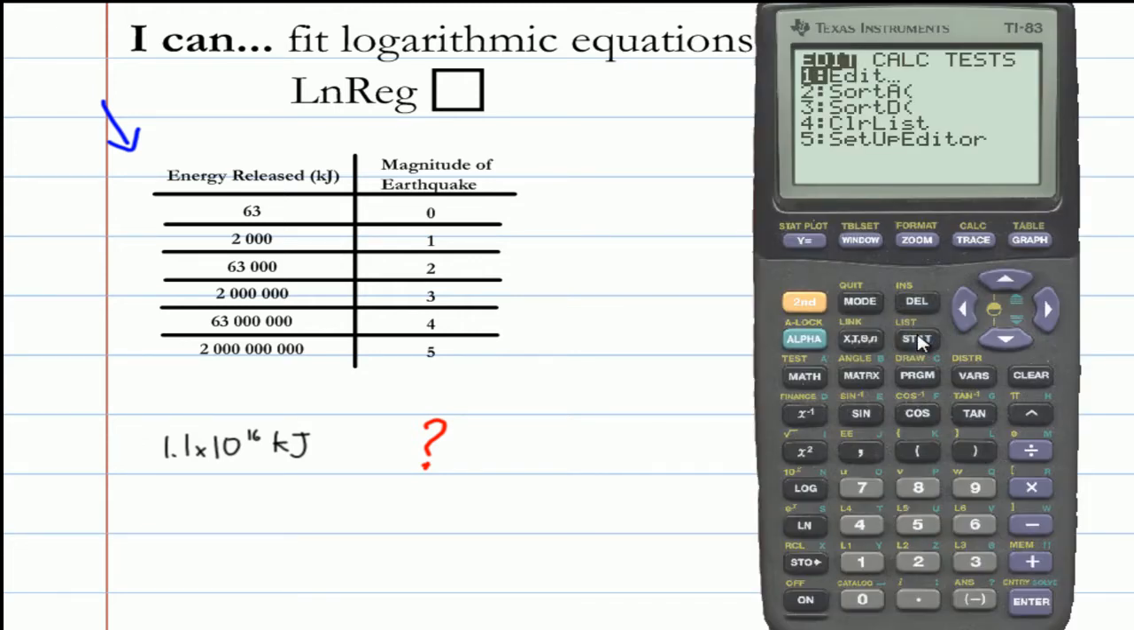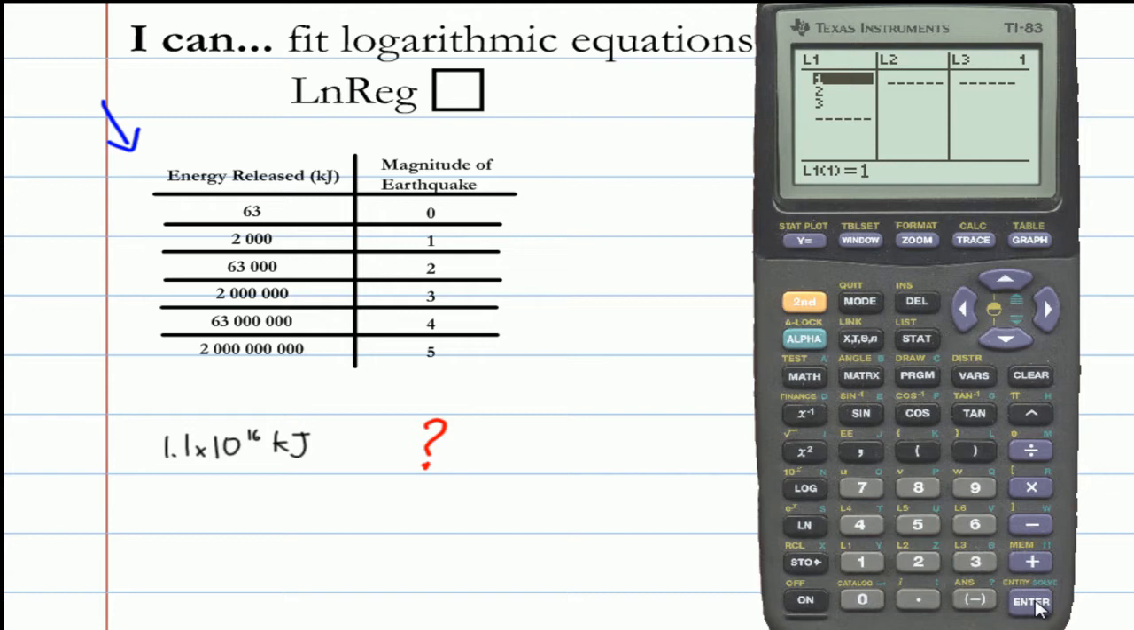Okay, so we need to enter the data into a list. If it has stuff on it already, hit clear on the top of the column and then down, and then it clears. So start entering the data. 63, 2000, 63,000, okay, and then enter the magnitudes. At this point, the number of rows in each column should match up, otherwise you'll get an error later.